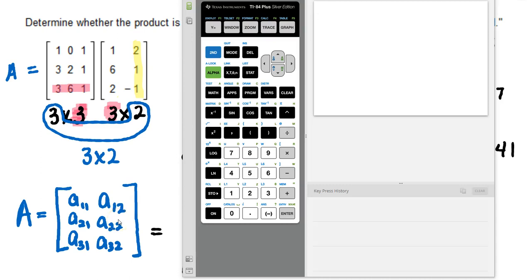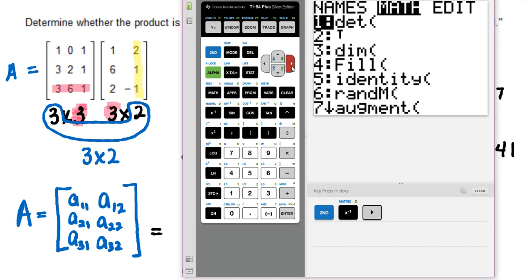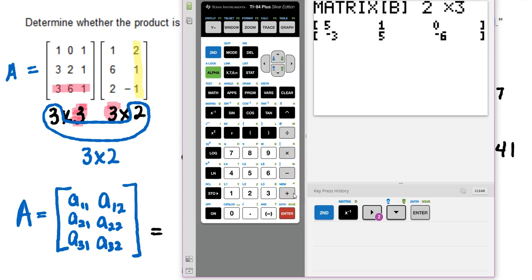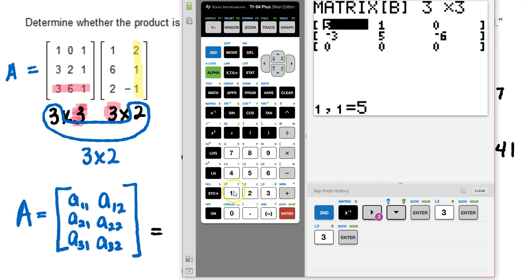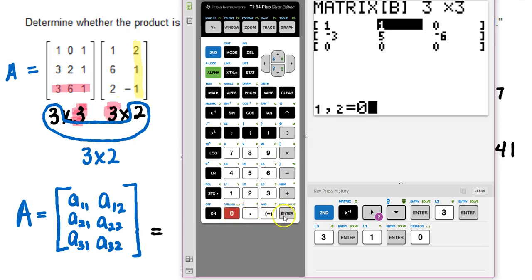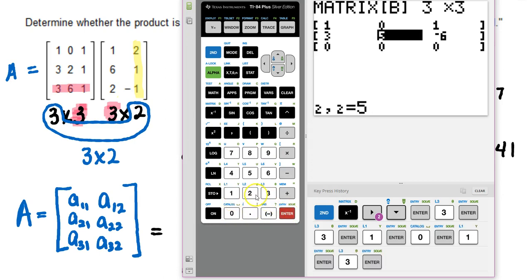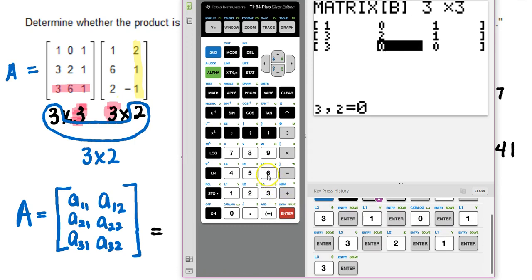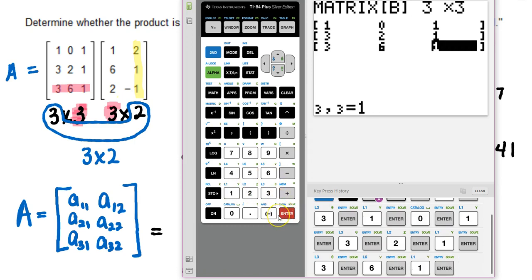We can also do this calculation in the calculator. So I'm going to go to the matrix menu, and I want to go over to edit, and let's edit matrix B, and I'm going to make the first matrix, matrix B, which is 3 rows and 3 columns with entries 1, 0, 1, 3, 2, 1, 3, 6, 1. I'm just double checking I have it typed in right.